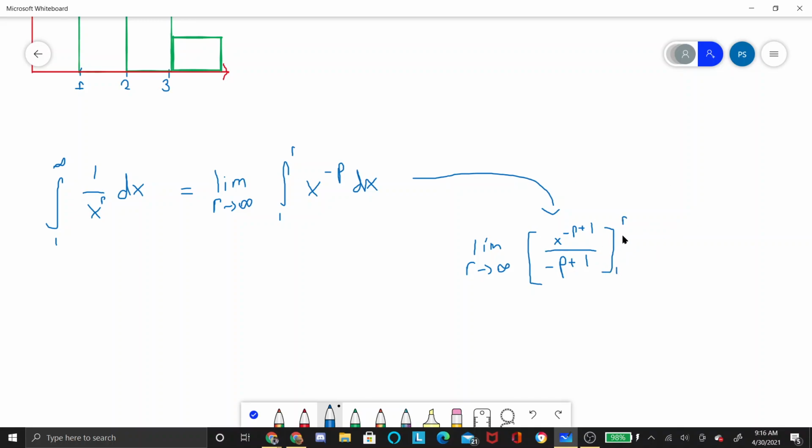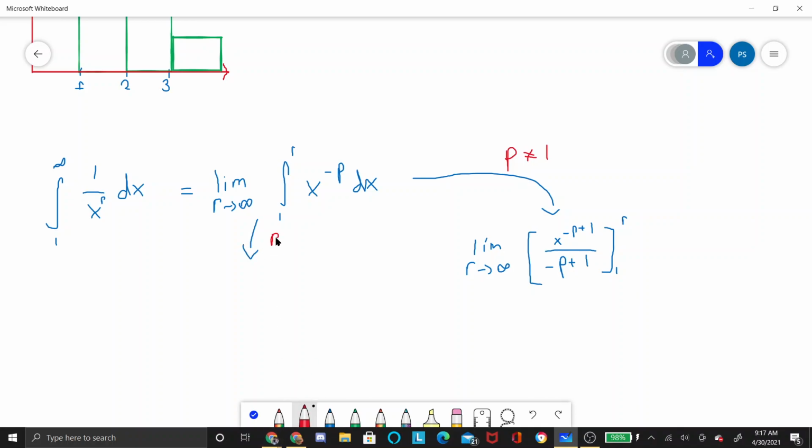Now there's a problem here. Say p was equal to 1, well, negative 1 plus 1 is 0. So we can't even take this when p is equal to 1 here. Fortunately, that's our only exception to this integral. So all we have to do is do the same thing here, but for when p is equal to 1. So we figured out that this is only when p is not equal to 1. So now let's actually take it for when p is equal to 1.